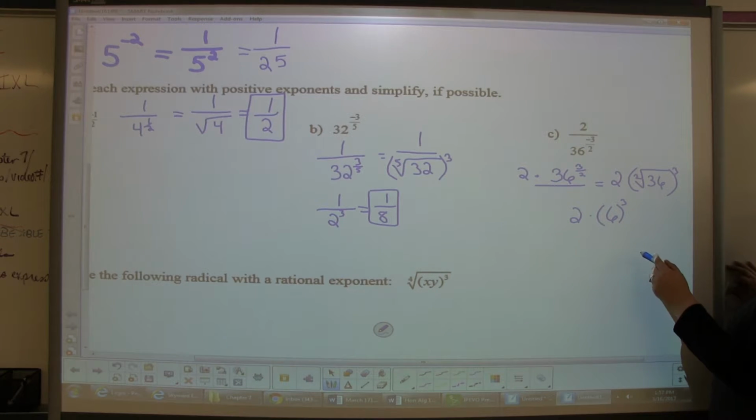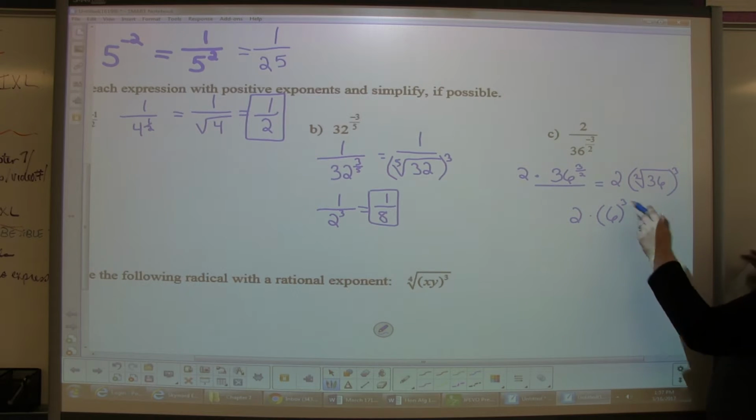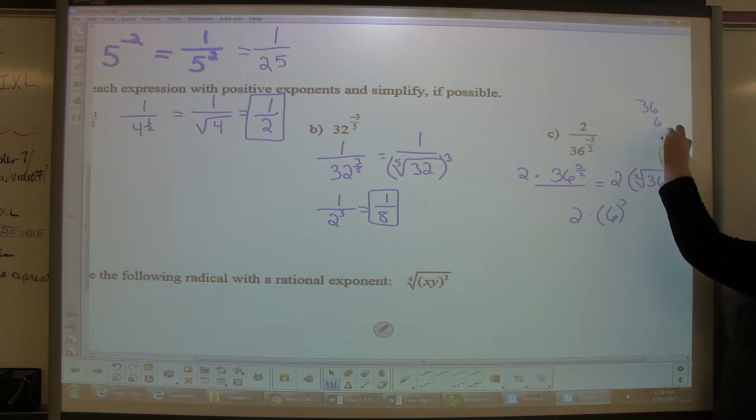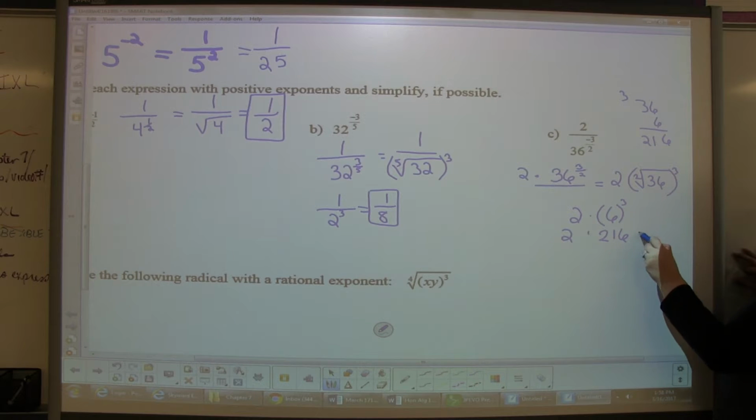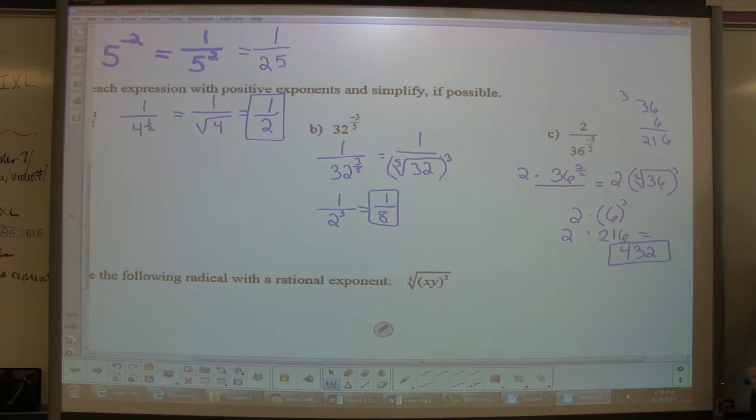Okay? So if you do some math here, 6 cubed is, well, let's do 6 times 6 is 36, and then 36 times 6 is 216. So we have 216 times 2, which is 432. So that's our final answer. Okay?